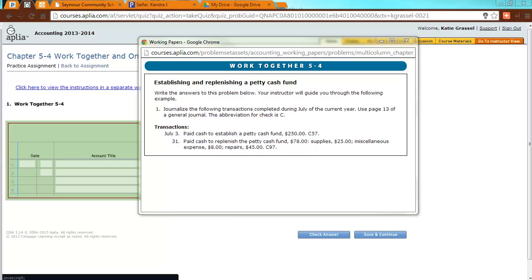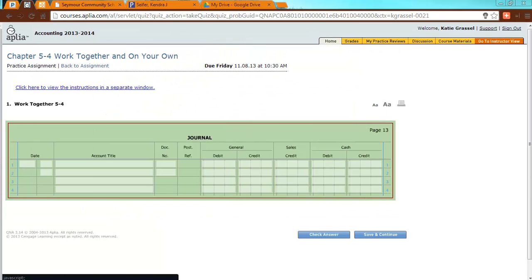Okay, so let's go ahead and take a look at these transactions. This last transaction, I would say a third of you are going to get wrong on your test. I like to tell you that because that's always the area that students struggle. So we're going to do this for July of the current year.